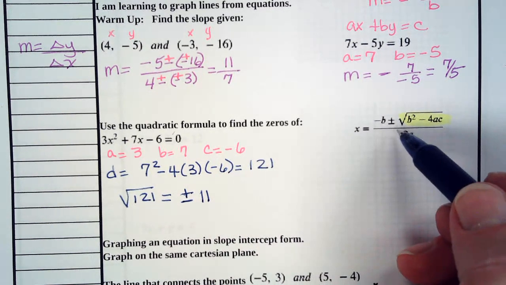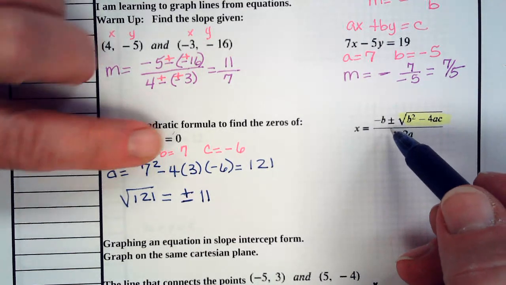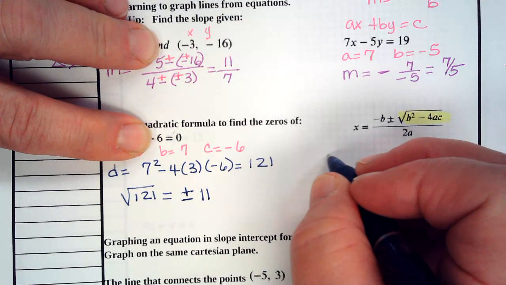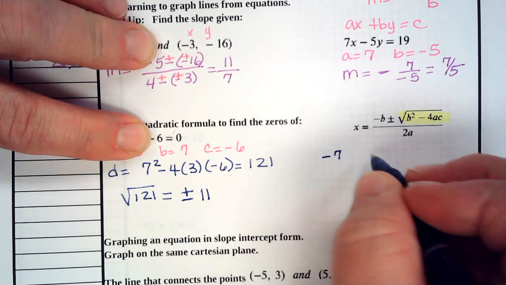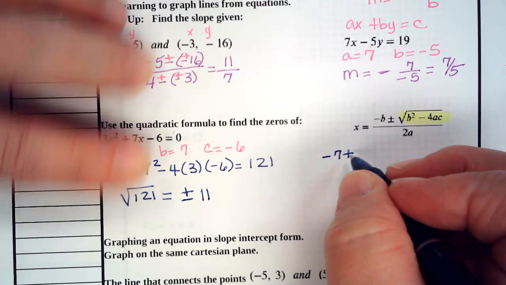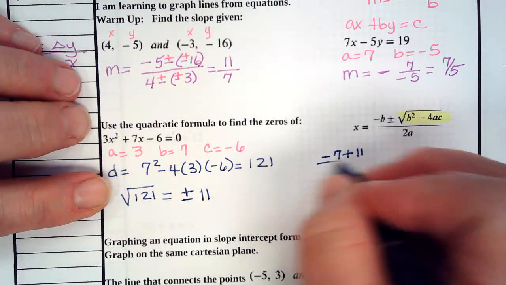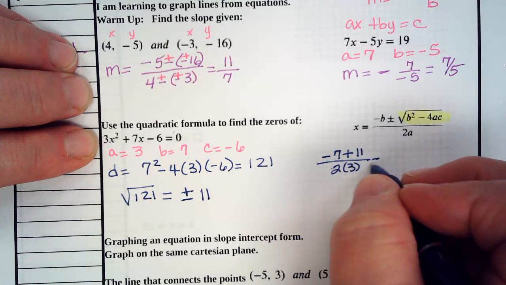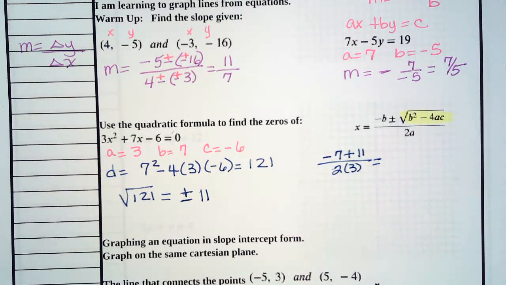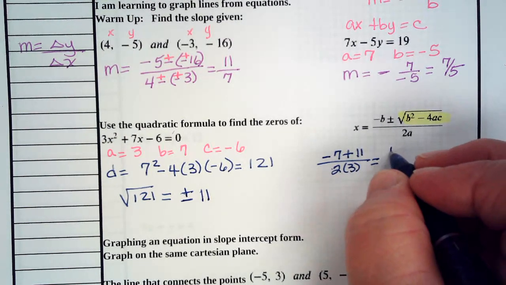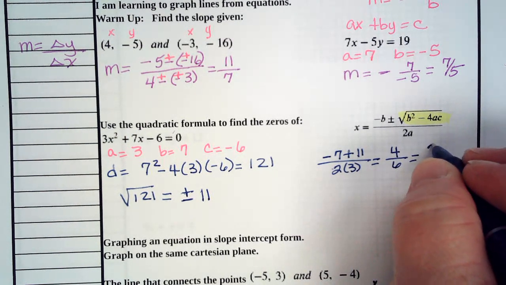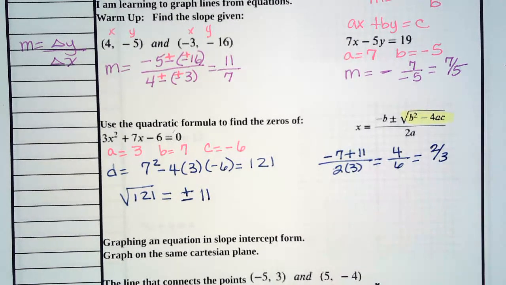Now let's finish using our formula. The opposite of b. B is 7. The opposite is -7. First time we add 11 over 2a. 2 times 3. -7 plus 11 is +4 over 6. And that simplifies to 2 over 3.